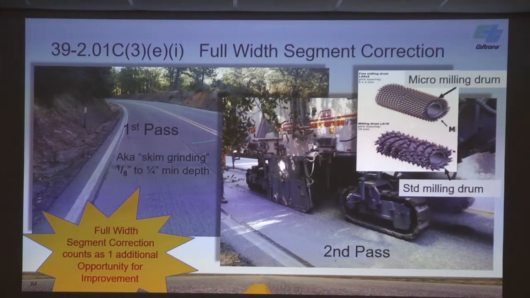When you try to measure that, it's not really easy to measure. You're just trying to skim off a little bit. So that's full width segment correction. Do this for a full 10th mile, and you get paid one each.